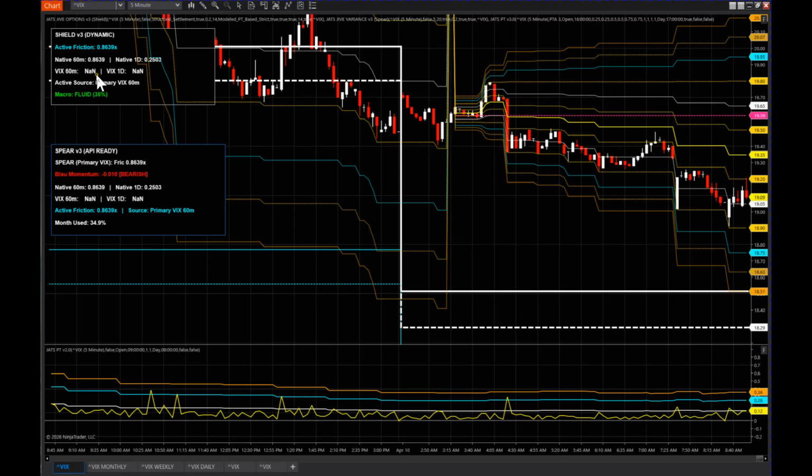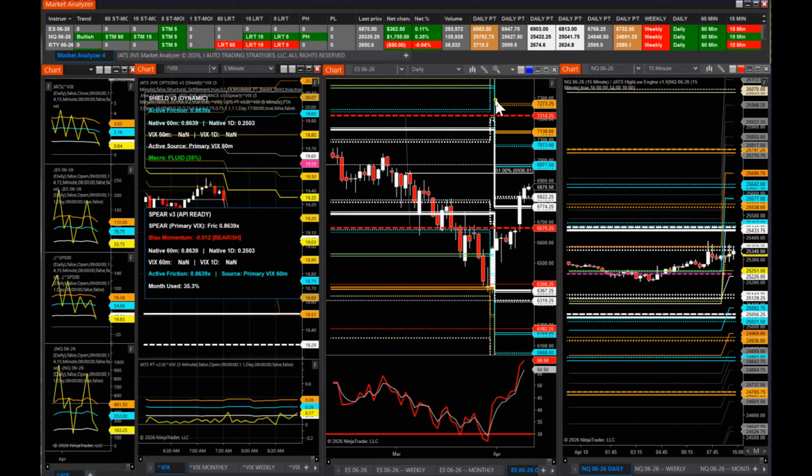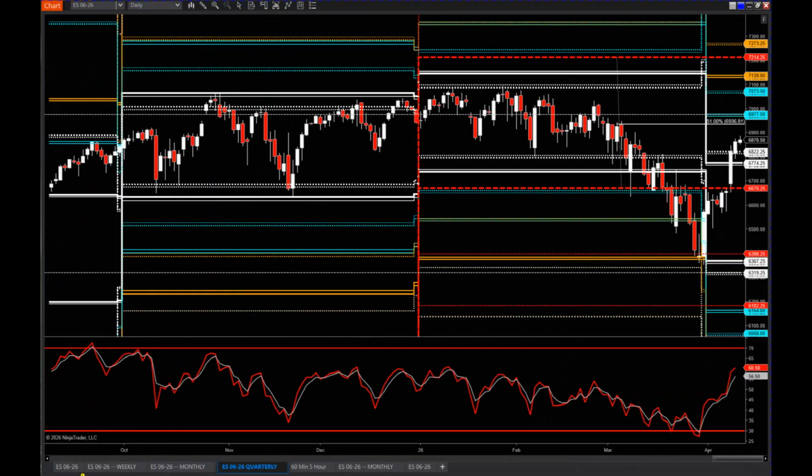But I'm giving you levels on 2 time frames, 60-minute and daily. And the reason there are no values for the 60-minute and the daily on this line is because this is the VIX. It's redundant. You've got the levels right here. You don't need them twice. But if we change this to the ES chart, you'll see that those are populated. You have 2 different levels.